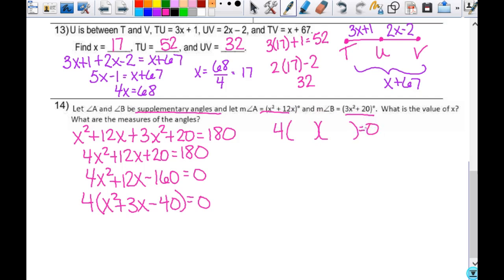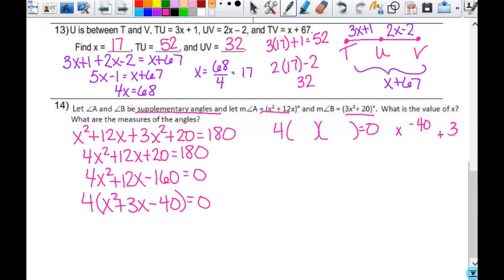So I need two numbers that multiply to give me a negative 40. And then since this is negative, that means the signs have to be opposite. So they've got to multiply to give me a negative 40, and they've got to subtract to give me, or combine, really, because it'd be positive and negative, to be 3.